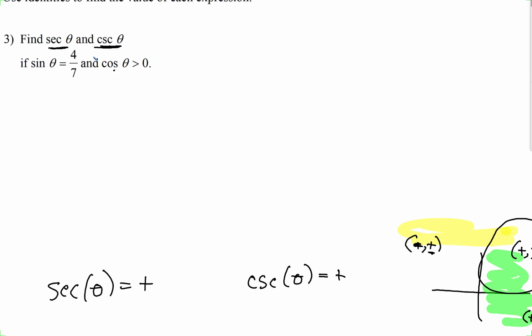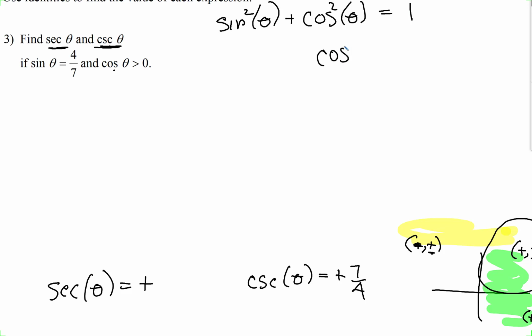Well, we need to find cosecant. Cosecant's the reciprocal of sine. So right there, we can just do 7/4, and that's using the reciprocal identity. But we need to find secant, so we're going to use sine squared theta plus cosine squared theta. We could actually use the tangent, but because we don't know cosine, that would be difficult. So we'll use this one is equal to 1, and we know sine this time, so we need to get the cosine by itself. So it'll be 1 subtract sine squared theta.